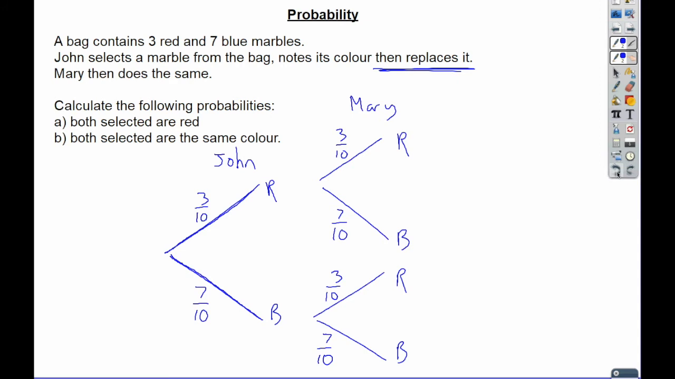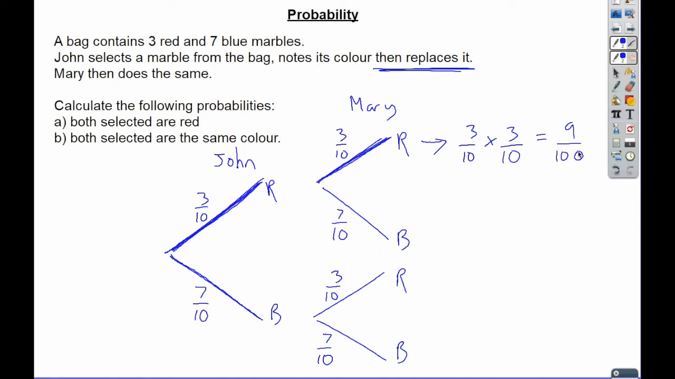So first of all, John could choose red and then Mary could choose red, and that outcome is denoted like this: 3/10 multiplied by 3/10. Remember the previous slide? Probability of A multiplied by probability of B for when you want probability of A and B. Well, here we want probability of red and red again. The use of the word and is quite deliberate and important. As a hint, when you go along the branches, you multiply the two probabilities together. So 3/10 times 3/10, that is 9/100.